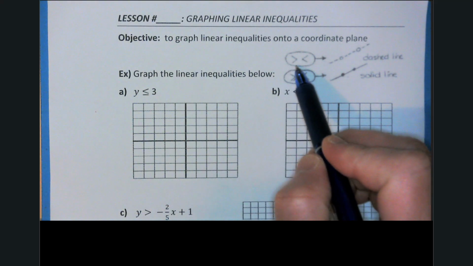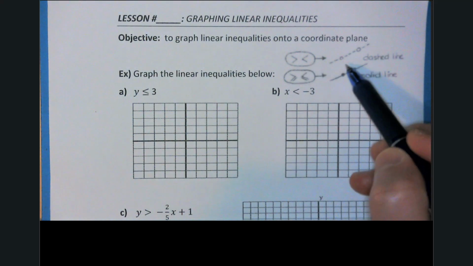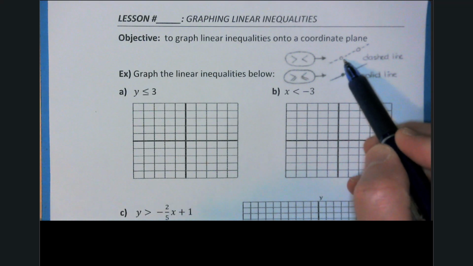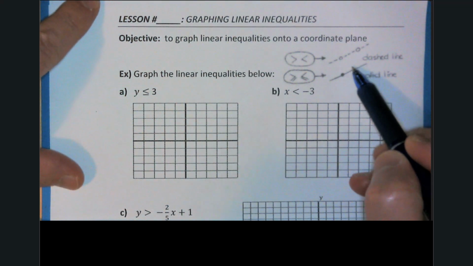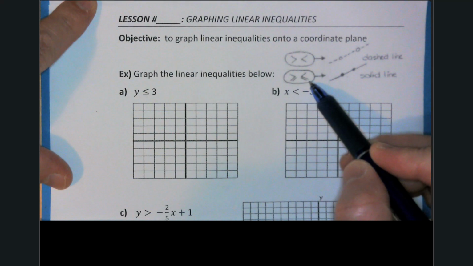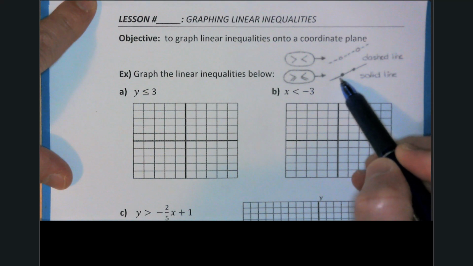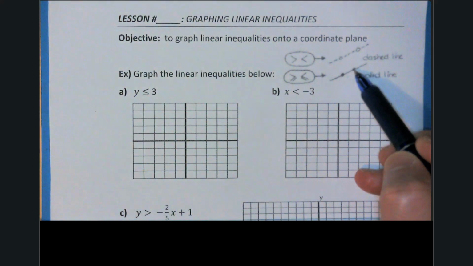So please remember these symbols. If there's no dash, the line's going to be dotted and the points are going to be empty points. And if there is a dash, then the points are going to be solid with a solid line. Okay, so let's take a look.